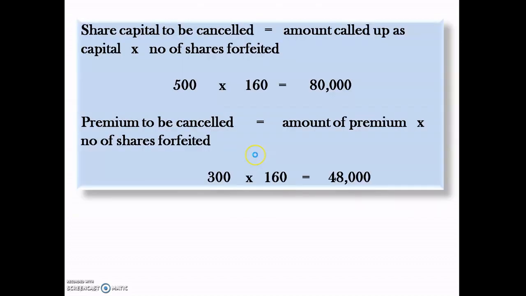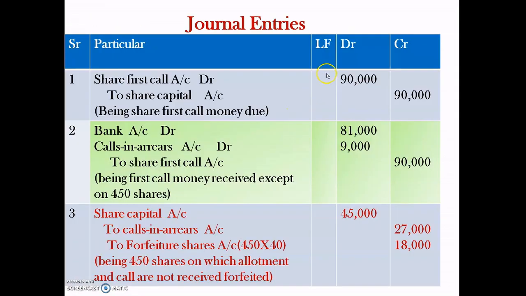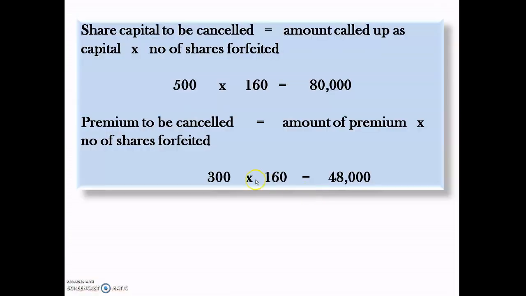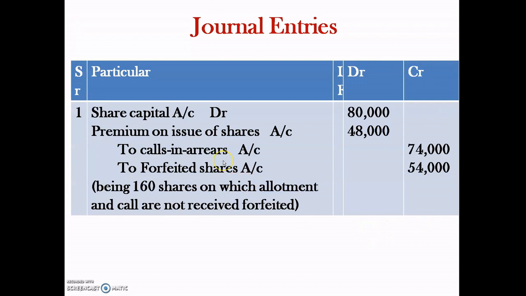See here, amount of premium that is how much here? 300. And forfeited shares 180. Multiply both, it will come 48,000. Amount to be cancelled 48,000. So this is new for you. So see the journal entries for forfeiture of shares. Share capital account, premium on issue of share account, calls in arrear account, forfeited shares account.